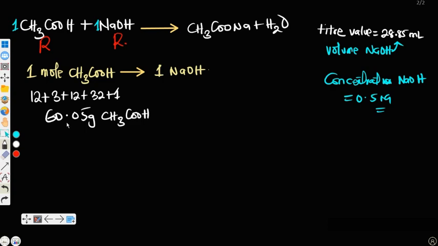Sometimes they may give you the milli equivalent, but most times they will not give it to you. You have to find it by yourself. So you can say that 60.05 grams of ethanoic acid, which is vinegar (vinegar is ethanoic acid, in case you don't know), reacts with how many moles of sodium hydroxide? 1 mole.